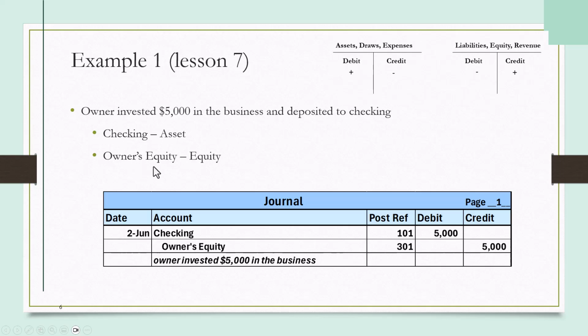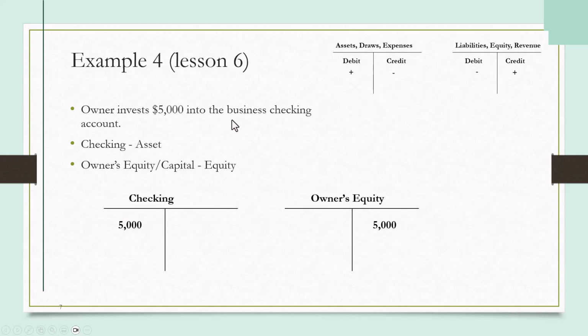And then we would also be adding to the owner's equity, which represents the owner's investment in the business. When you add to equity, that would be a credit. So debit, checking, credit, equity. And that's what this entry was showing. And then that same exact entry was in lesson 6 in T account format. The owner invests $5,000 in the business. Again, it's still debit, checking, credit, equity for the exact same reasons. And this is what it would look like in the T accounts.